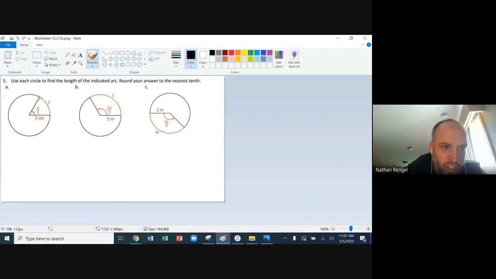So the quality isn't that great, but we're looking for this orange arc length that's going on right here. So we're trying to find out what is that length. And all we're given is the radian measure. So we're given the section of the circle that represents that particular arc length.